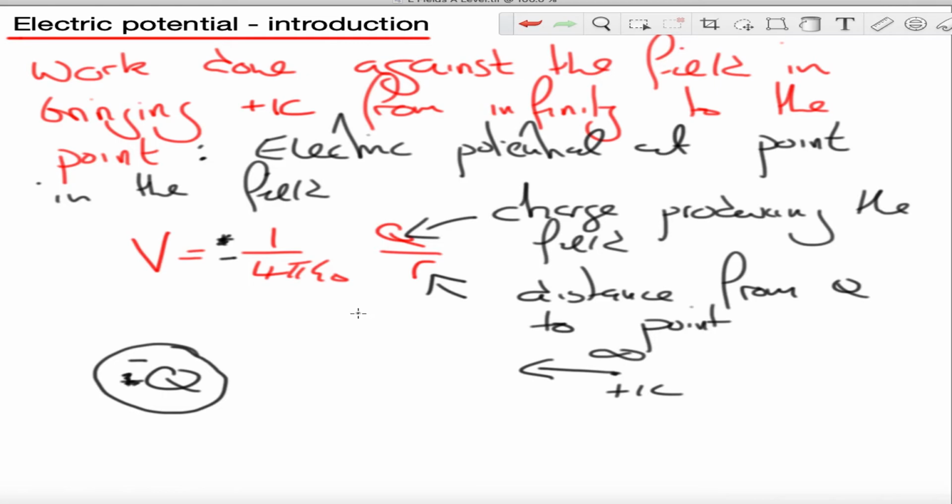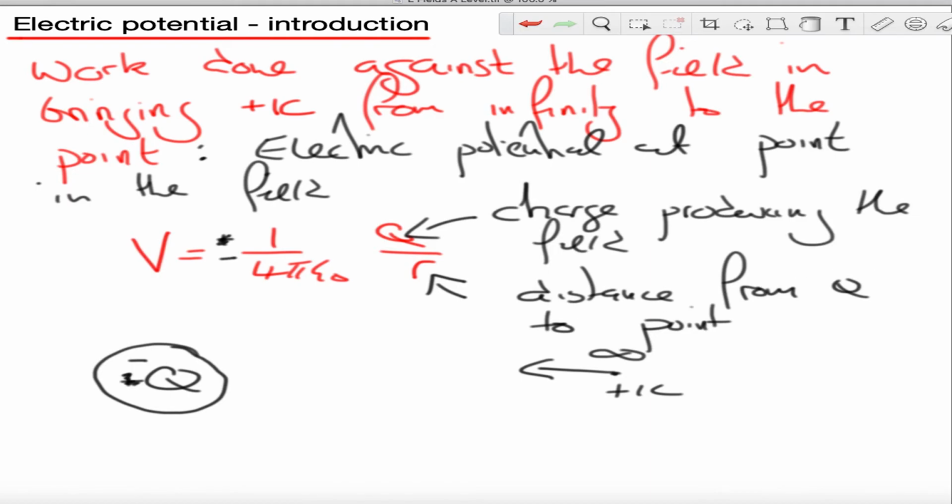Now remember, in a gravitational field, the potentials were always negative because the field will always do the work in bringing 1 kilogram in from infinity to this point, because gravitational fields are always attractive. So here we have another difference between electric and gravitational fields, and that is that the potential can be positive in an electric field, but it can't be positive in a gravitational field.